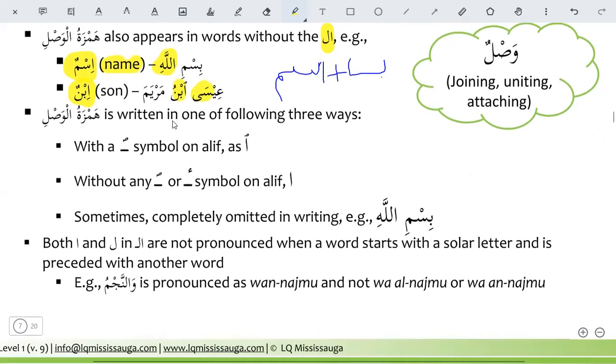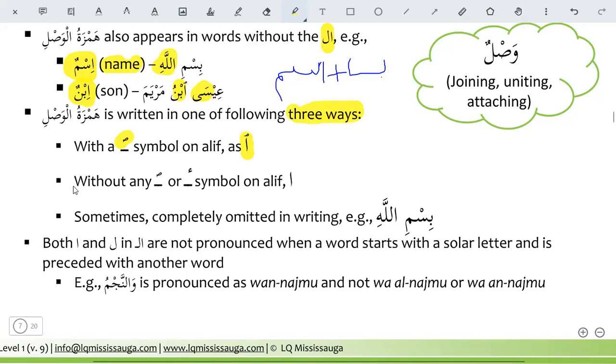Hamzatul Wasl is written in one of the following 3 ways. There are 3 ways of writing the Hamzatul Wasl. The first is with this symbol. If you see this symbol at the alif, it means that this alif is Hamzatul Wasl.